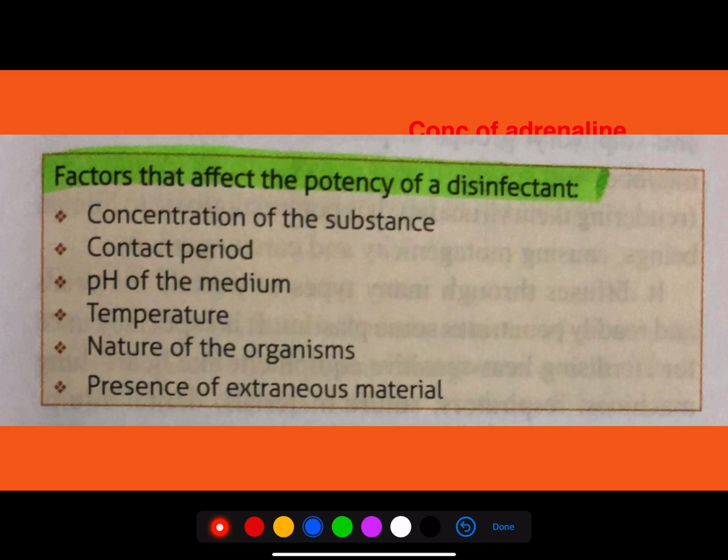And next comes the factors that affect the potency of a disinfectant. It's almost similar to the factors that control the efficiency of root canal irrigation: the concentration of the substrate, contact period, pH of the media, temperature, nature of the organisms, and presence of any exogenous material. For example, if an organic material is present, it's going to decrease the efficiency of the disinfectant.